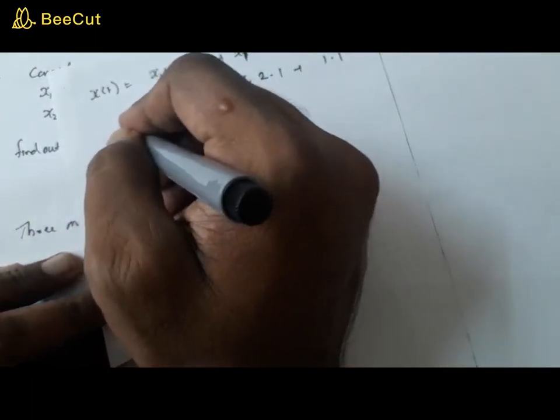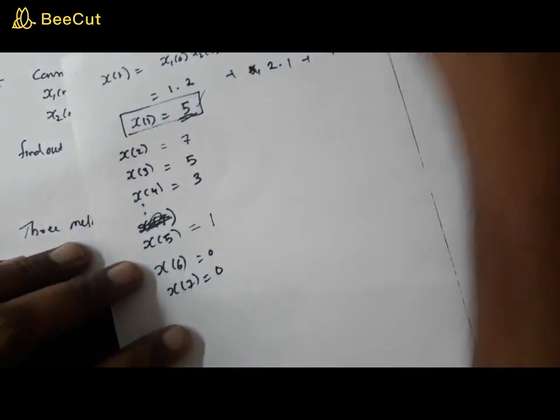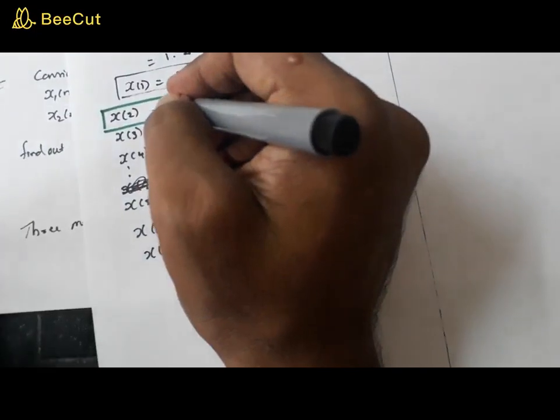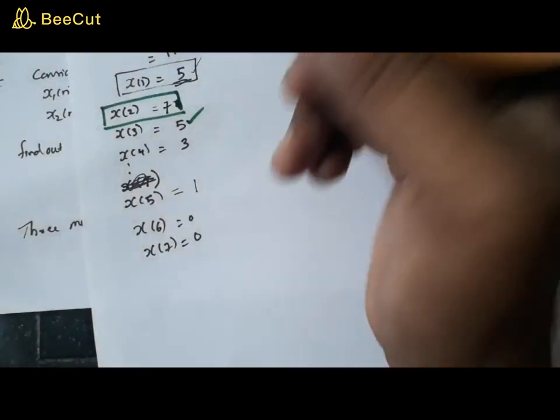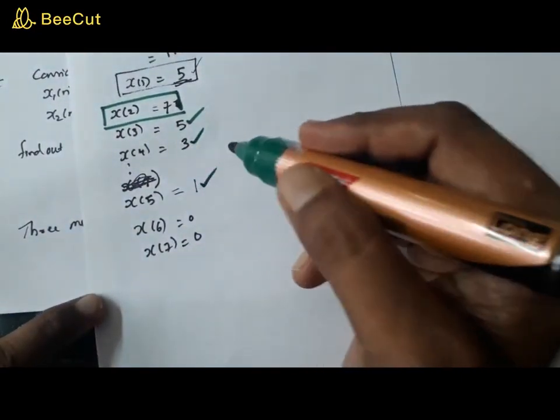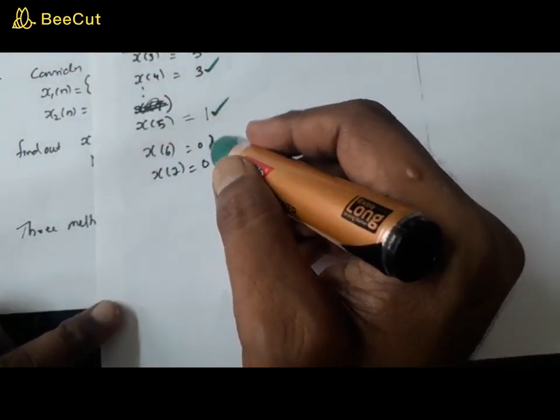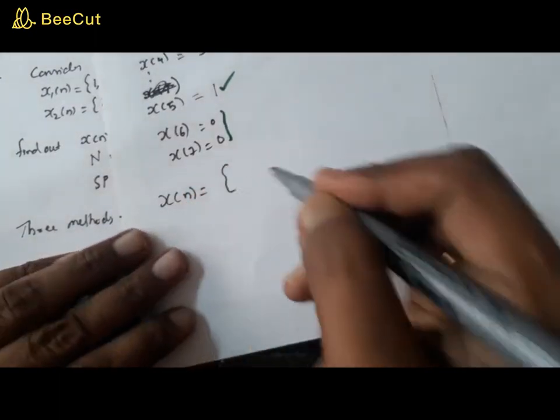So your x of 1 is equal to 5, x of 2 is equal to 7, then x of 3 is equal to 5, x of 4 is equal to 3, x of 5 is equal to 1, and finally you can see that x of 6 and x of 7 are going to be 0. That means when you find out this x of n, you will be getting a sequence like this.